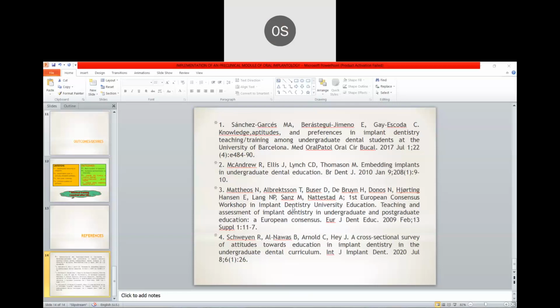Are the models already developed, or are you going to try and develop them? The models are like, madam, normal. Suppose it's a normal mandible. Okay, got it.